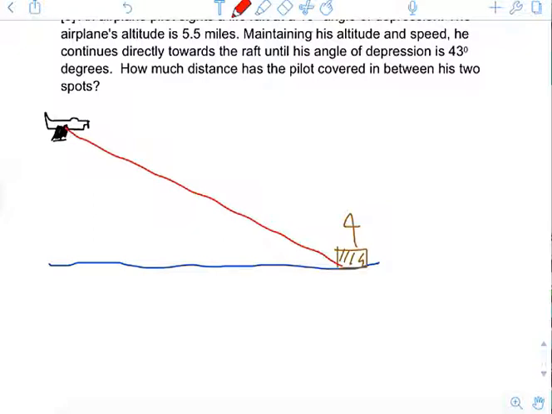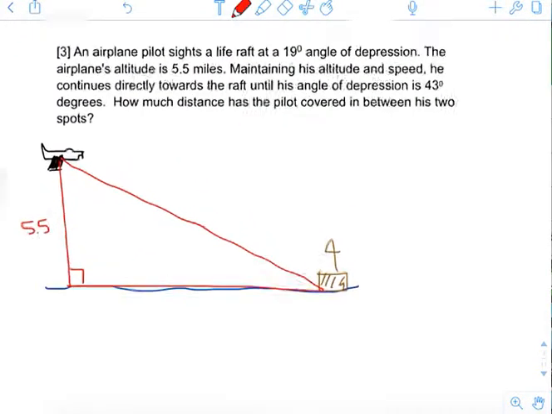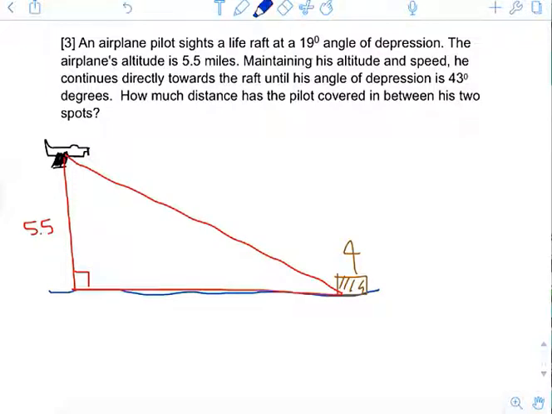Okay. Now the other part is that the plane is flying at altitude, which means he is 5.5 miles off the water. And since an altitude is a height, it's taken at a direct 90-degree angle. And you can see right away we have this right triangle that's forming. This is good news because it makes it very familiar. Now, to solve this, we need an angle. Luckily, they do tell us that we have this 19-degree angle of depression.